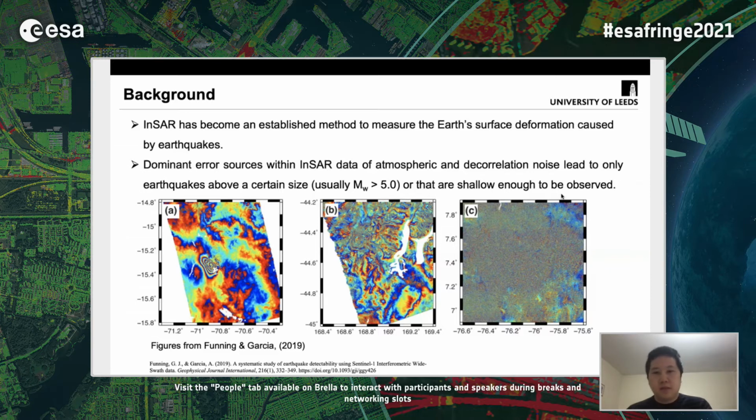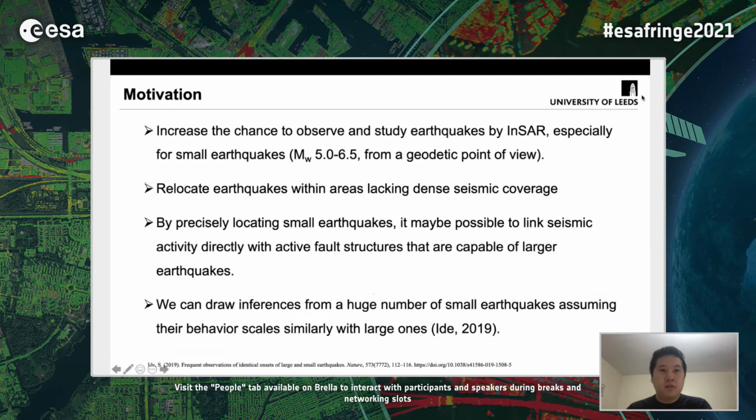However, due to the dominant error sources within InSAR data, atmospheric and decorrelation noise, only earthquakes above a certain size or shallow enough can be observed. Recent studies used a single co-seismic interferogram to detect earthquakes for the first time. However, this approach is inconsistent, not robust, and subject to high failure rates. Here is an example of earthquake detection by single interferogram. Panel A shows the detected case. Panel B is the ambiguous case, as it's hard to say whether it is associated with a deformation signal or just pure noise. And panel C is totally decorrelated, and we can't see any useful information.